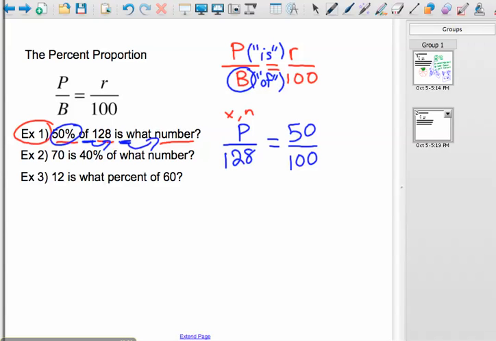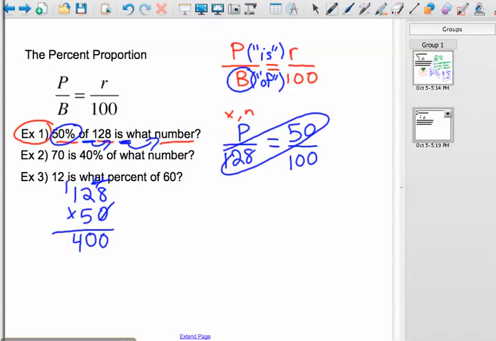So what we do is 128 times 50. And you shouldn't use a calculator, you could do it without. 128 times 50. Well, anything times 0 is 0, so that's gone. 8 times 5 is 40. 2 times 5 is 10, plus 4 is 14. 1 times 5 is 5, plus 1 is 6. So 128 times 50 is 6,400.